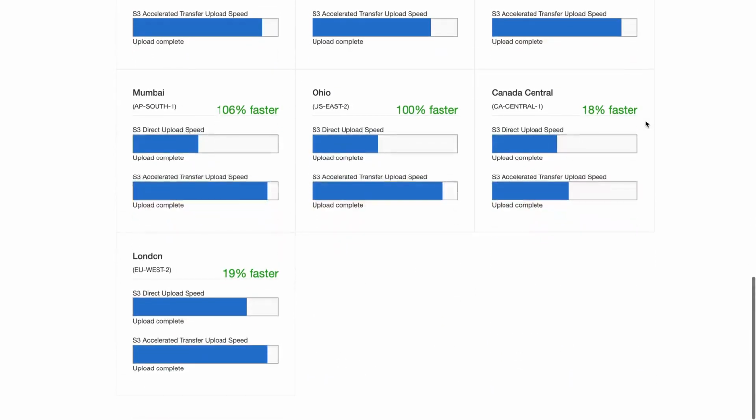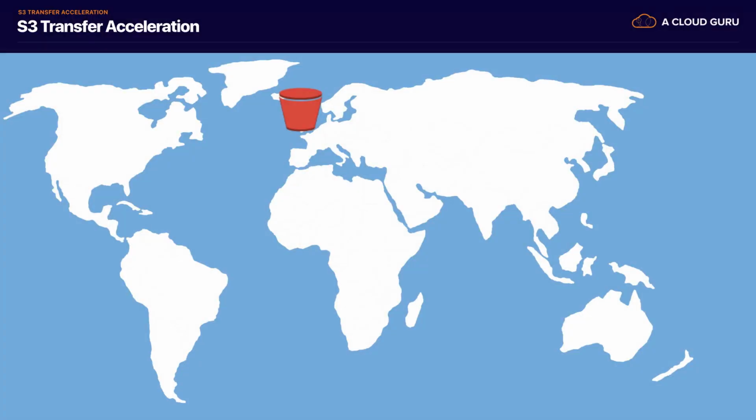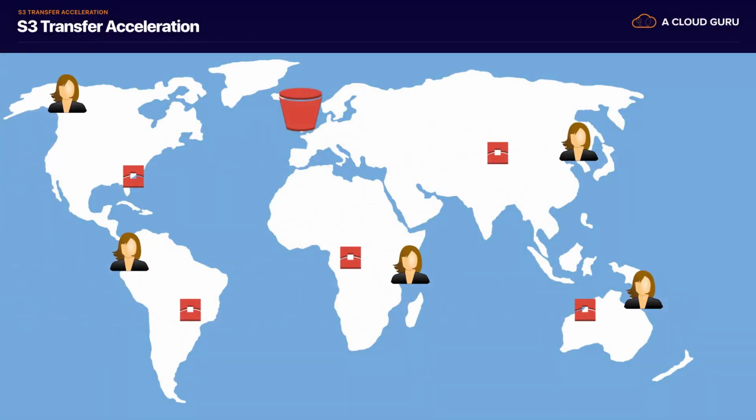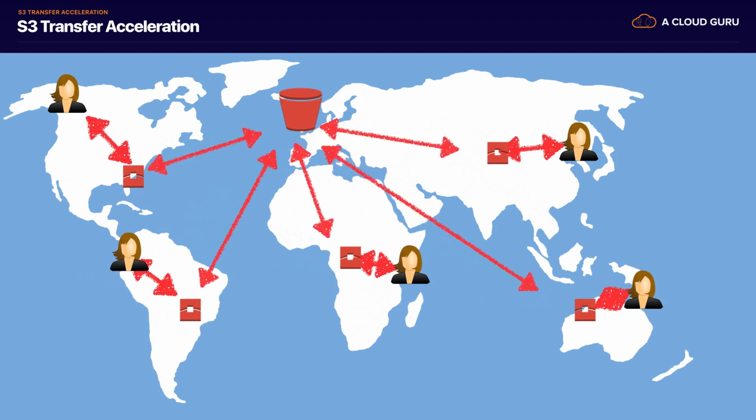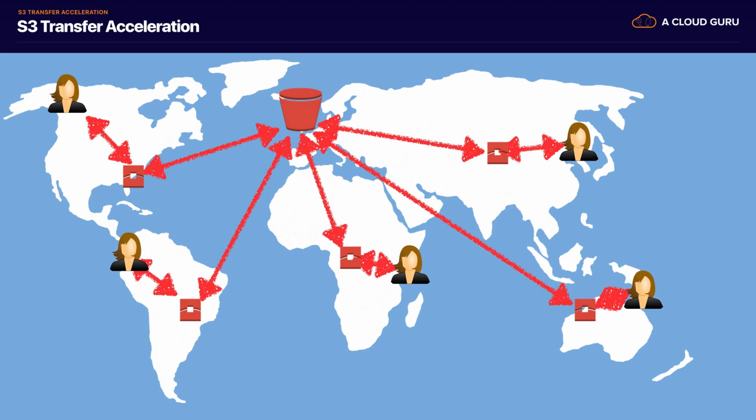So that is S3 transfer acceleration. In terms of my exam tips, just remember exactly what it is. You've got your users, you've got your edge locations, and your users upload their big files to the edge locations, which then traverse Amazon's backbone network and will upload those files directly to your S3 bucket in the region that you specify.